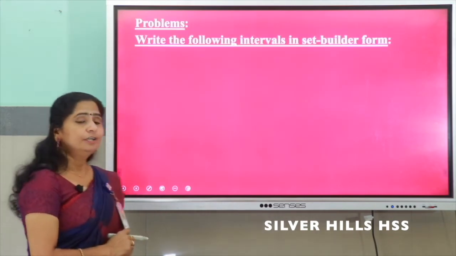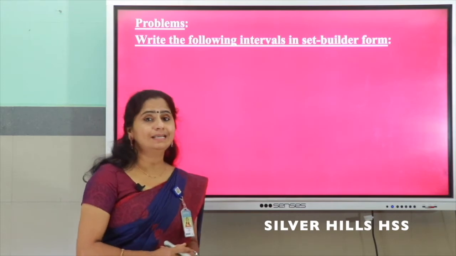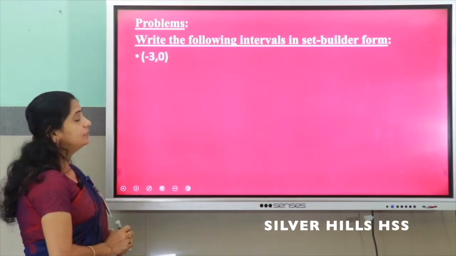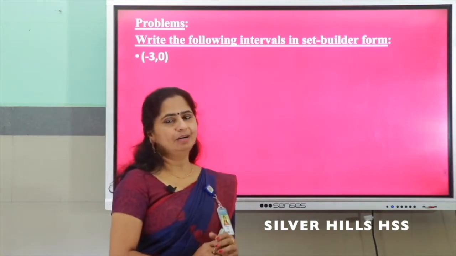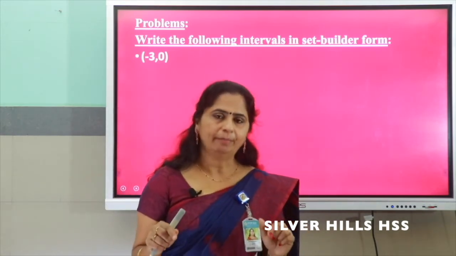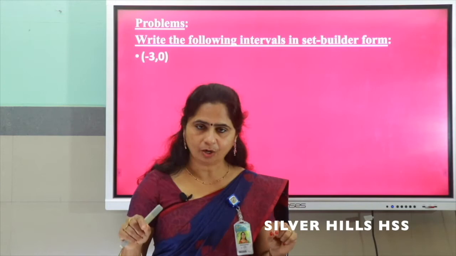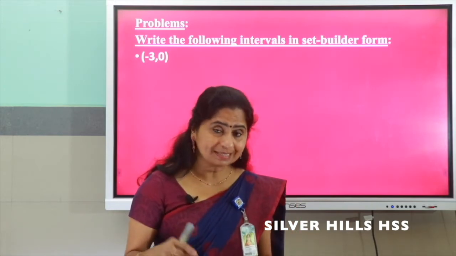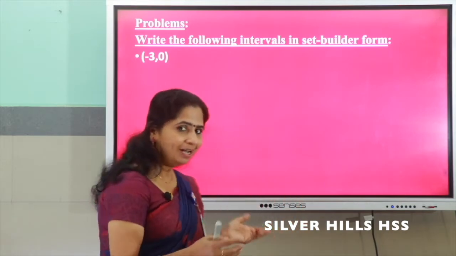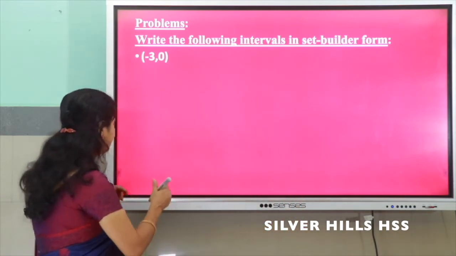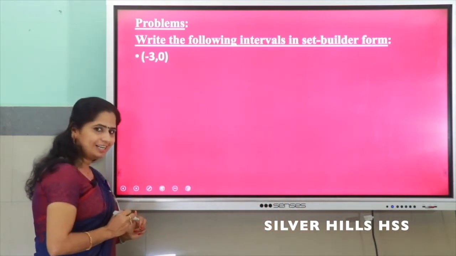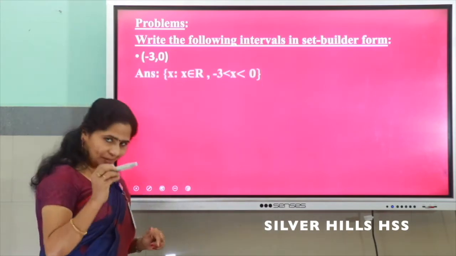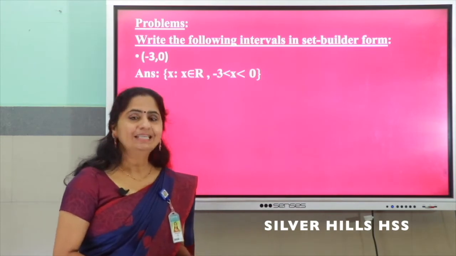Next problem, write the following intervals in the set builder form. So first question, open interval minus 3 comma 0. When you see the open bracket, those values are not included and the corresponding inequality which we should use is the less than sign. So tell me, how can we write this? This can be written as set of all x such that x belongs to R, then minus 3 less than x less than 0.